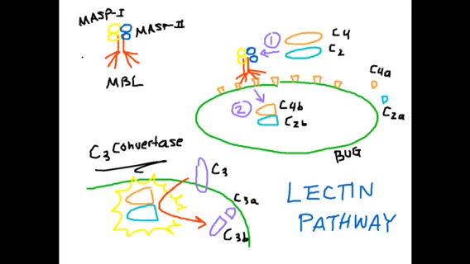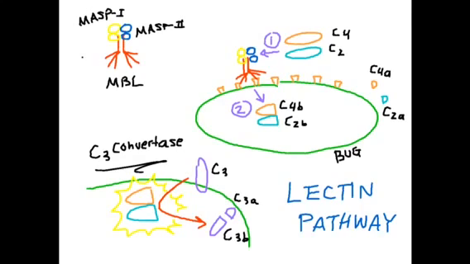attached to your MBL. The thing about pathogens is that they have carbohydrate markers on their surface, which are essentially just sugars that help identify it. The MBL complex binds to the sugars on the pathogen surface.